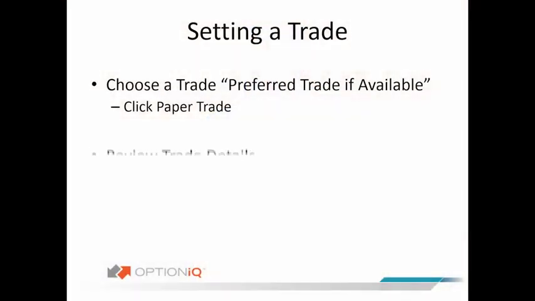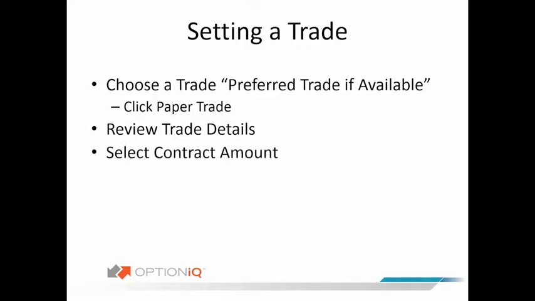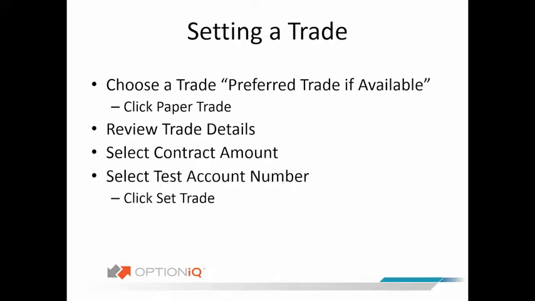When you log in and you look at what trades are available to set, we want you to choose the preferred one. Number 2, we'll review the trade's details to make sure it's a trade that we'd like. Next, we'll select what's known as the contract amount. In other words, how many of these trades do we want to do? Do we want to do just one? Or do we have enough money in our trading account to do 5? So we'll select the amount that we want to do. Then we'll select our test account number and click Set Trade. So let's actually go through this process.